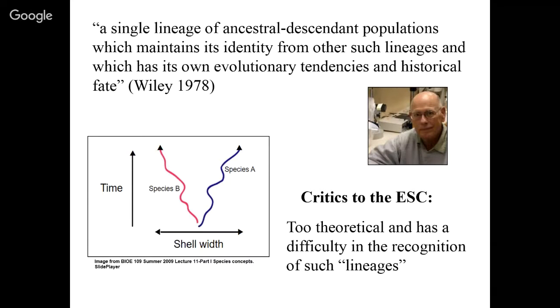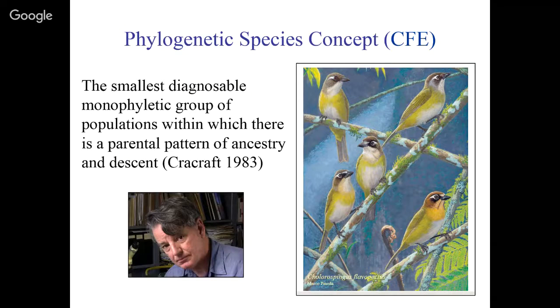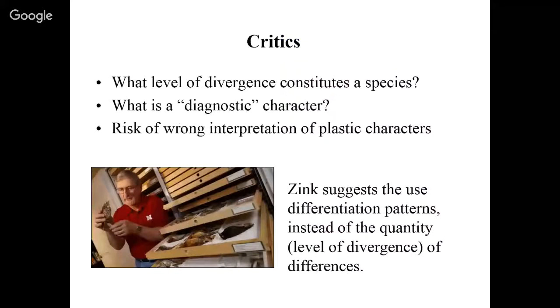Okay, so on the basis of the evolutionary species concept, Joel Cracraft proposed the phylogenetic species concept as the smallest diagnosable monophyletic group of populations within which there is a parental pattern of ancestry and descent. Adding the fact that lineages can be recognized by diagnosable characters or autapomorphies or a unique combination of characters, as has been proposed for other variations of the same concept, which I am not showing during this talk.